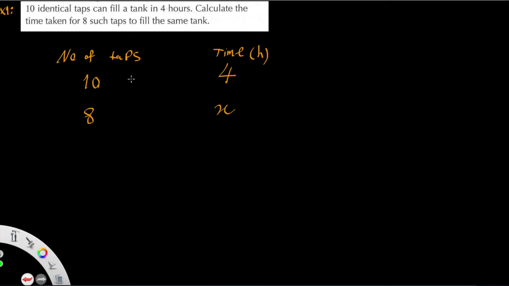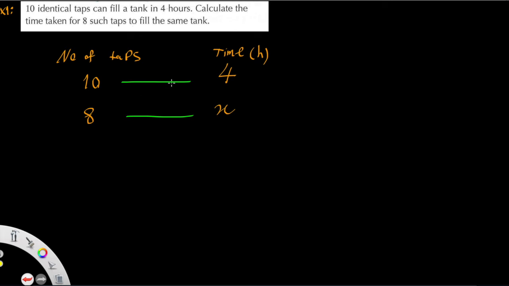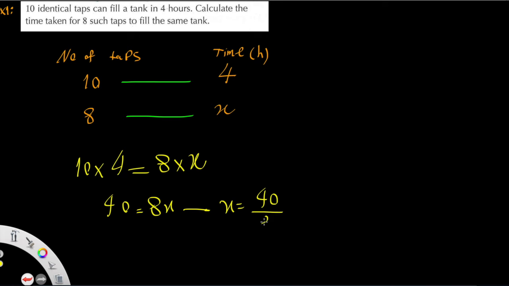When they are inversely proportional, I told you the symbol for inverse proportion is this symbol. These lines are like navigators. They give you a route through which you need to move. Now, here I start from 10. This road tells me go toward 4, so 10 times 4 is equal to, now I go to the second road, 8 times x. So 40 is equal to 8x, so x will be 40 over 8, which is 5 hours. So the answer to this question is 5 hours.